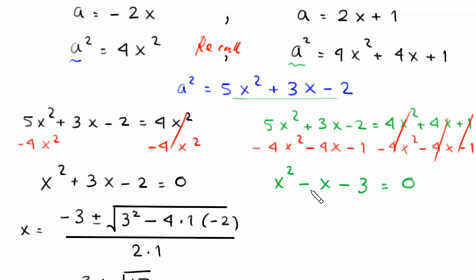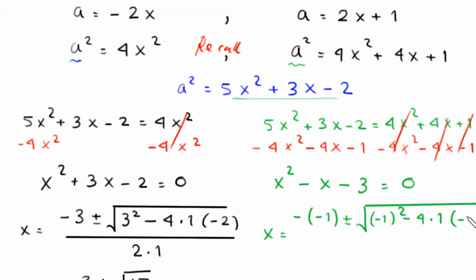This quadratic equation is not factorable. We solve it by quadratic formula. According to quadratic formula, x is equal to negative b is negative 1 plus or minus the square root of, in place of b squared we write negative 1 squared minus 4 times a is 1 times c is negative 3 divided by 2 times a is 1.